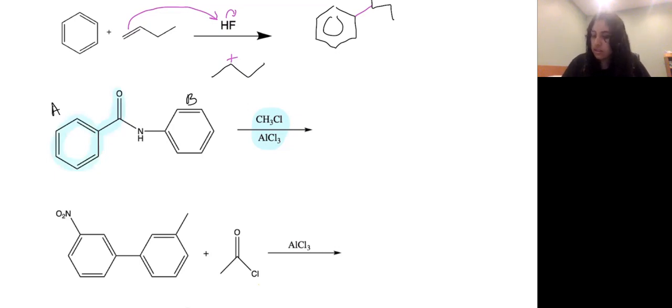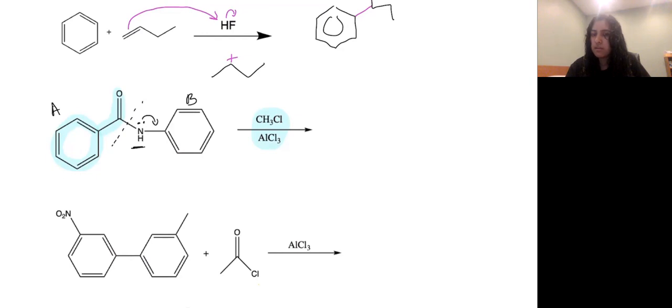When I see stuff like this, I just chop it down the middle. The left side has a ketone or a carbonyl attached to it, and the right side just has the amide. So the right side is being activated by the amide, so we can only add it there. Where is the amide directing to? Which carbons? It's going to direct ortho-para.